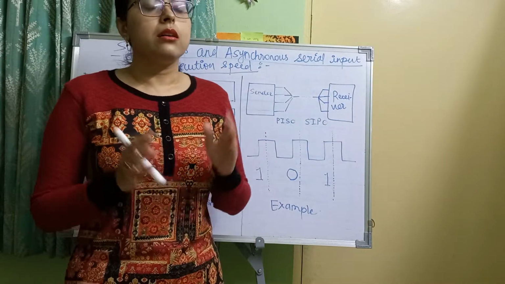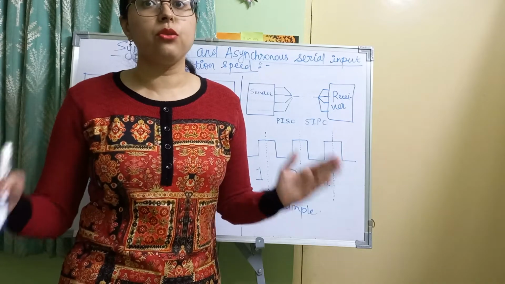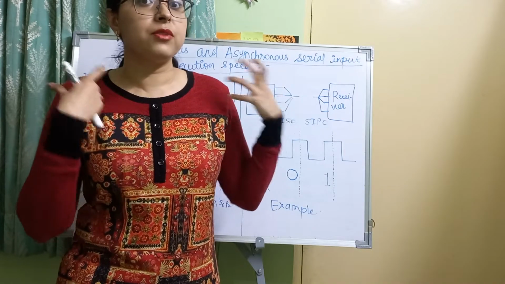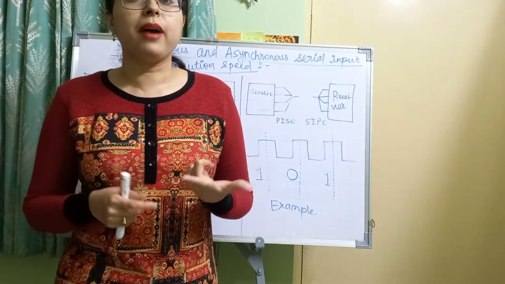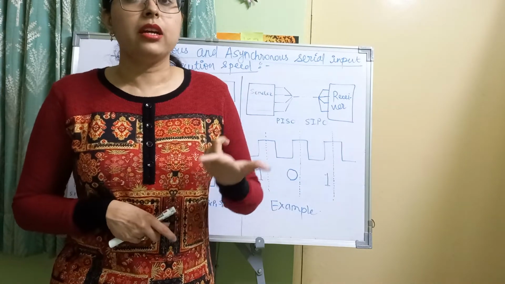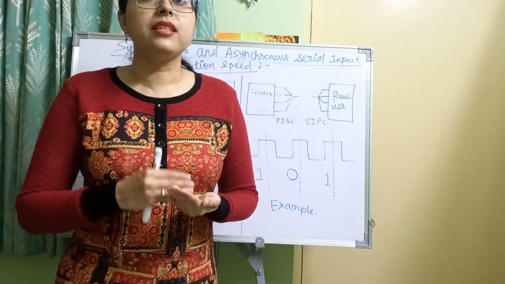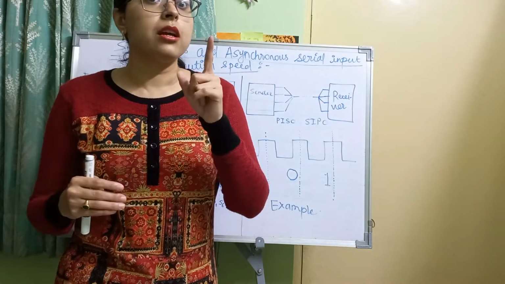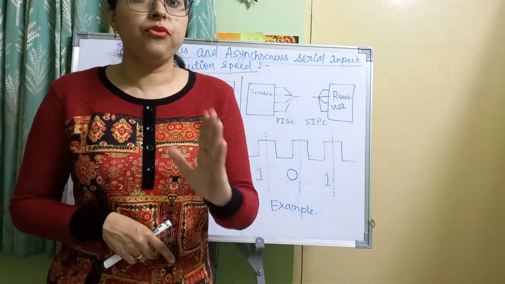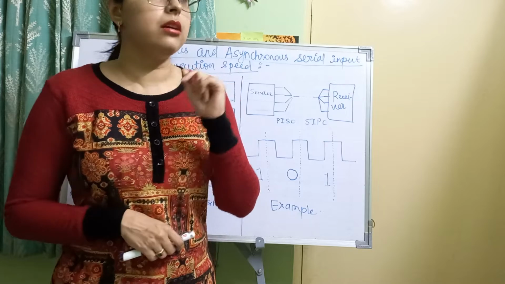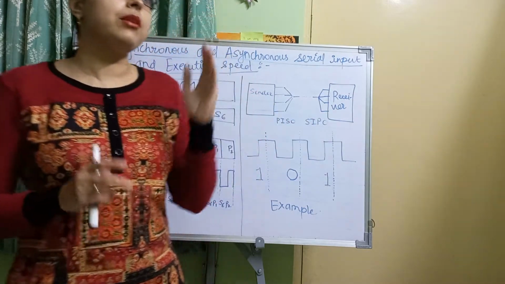See, as I told you, whenever we want to communicate, there are bytes. Bytes are sent from sender to receiver, and each byte consists of bits. Now in asynchronous serial input, the bits are at a constant time interval, but the distance between the successive bytes is different. Variable time interval.